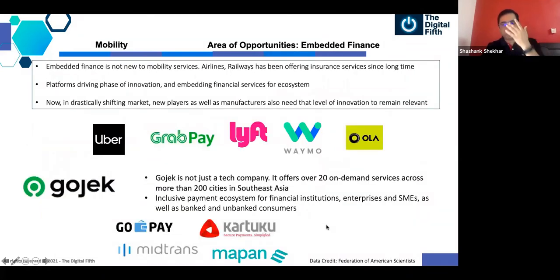Then mobility. If you look at it, one of the early embedded finance stories is how Uber has a plugin with wallets to provide seamless payment services. Things moved to Grab, Gojek, Lyft and all the other players who started plugging in. They extended not only payments but expanded into wider financial services for their customers, their drivers, and all these ecosystems. They started providing financial services.